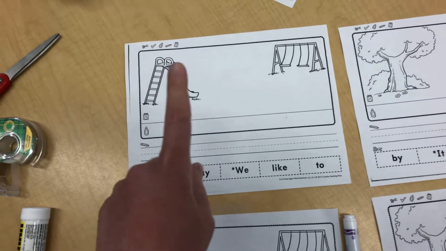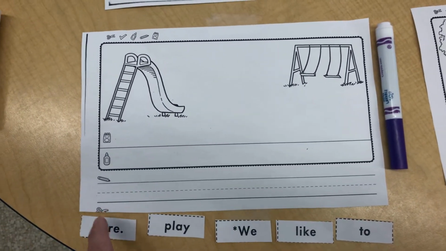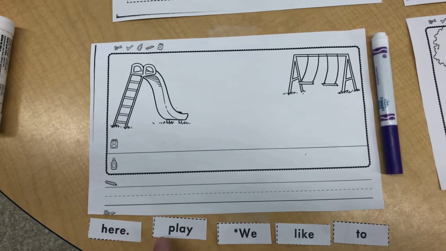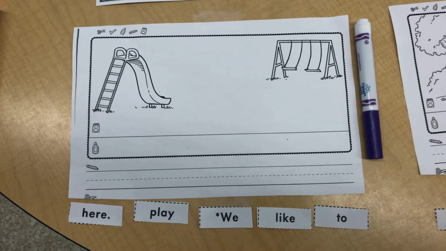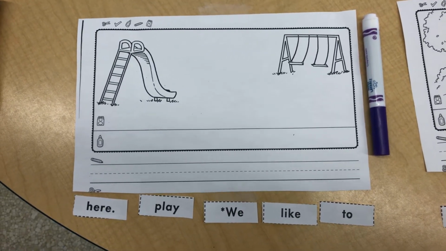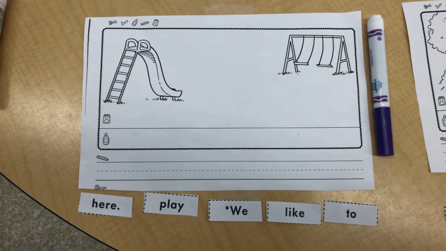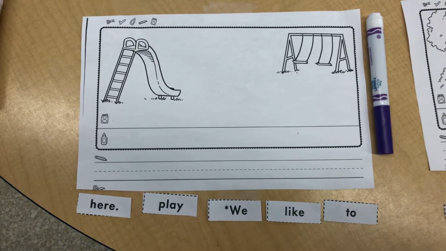Okay, so we're going to start with this one first. So I've already cut my words out. Here are my sight words. Okay, so here, play, we, like, and to. Now, when we write a sentence, we always start with a capital or uppercase letter, okay? So the beginning of a sentence always has an uppercase or a capital letter, okay?